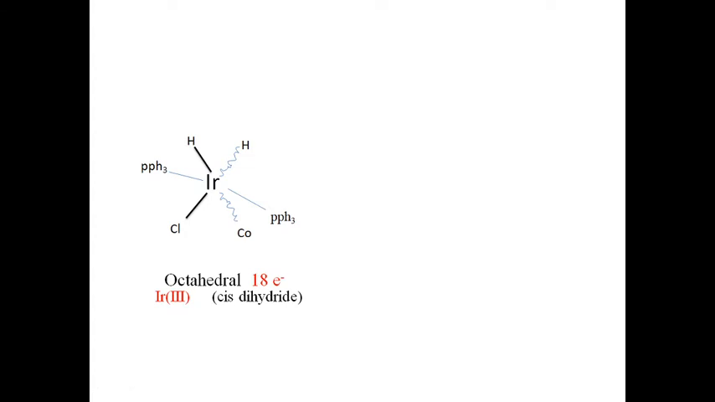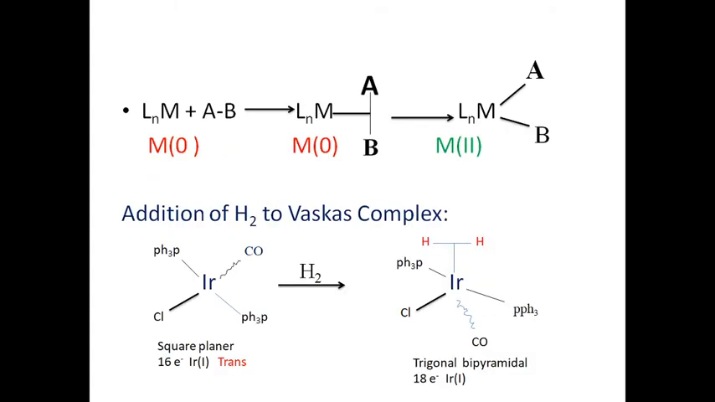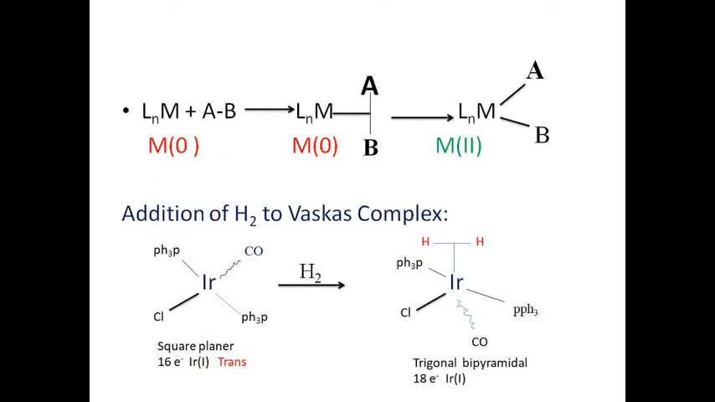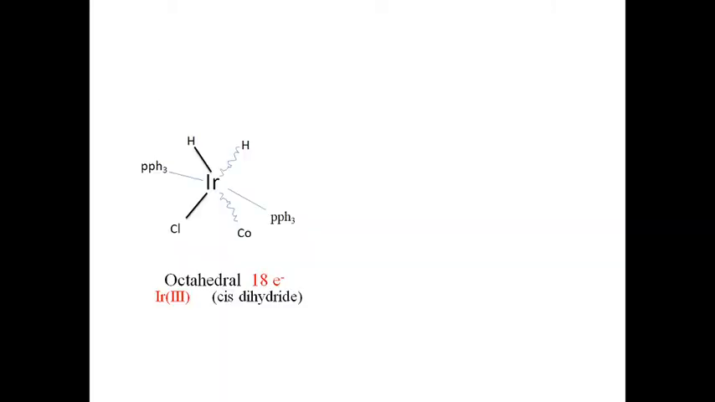Electron count is 18 electron, means conversion of 16 electron to 18 electron, and it has the +3 oxidation state. Means three things are changed here: trans is changed to cis, 16 electron count is changed to 18 electron count, and oxidation state is changed from iridium(I) to iridium(III).